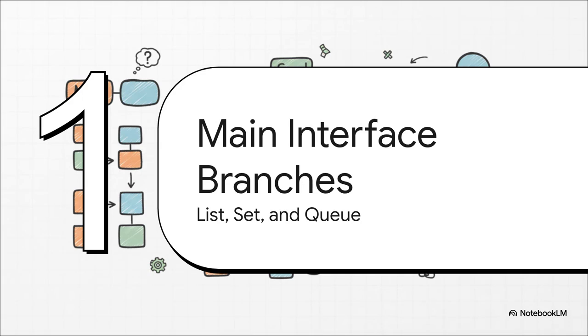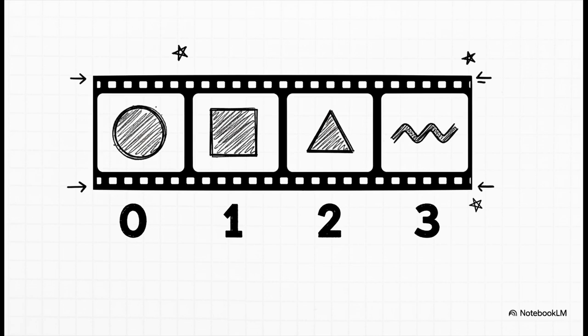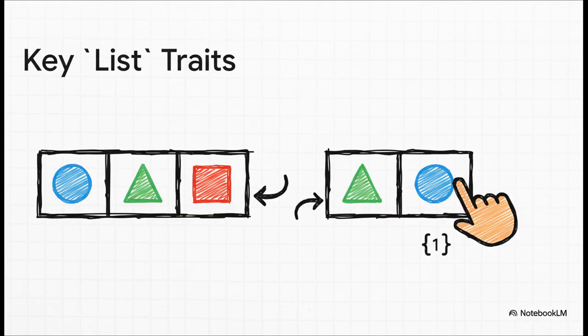Okay, so we've got our foundation, the collection interface. Now let's look at the three main branches that sprout from that root. Honestly, these are going to be your bread and butter 90% of the time. First up, the list. This one's probably familiar. If you've ever touched an ArrayList, congratulations, you've already been working with a list. There's a reason it's usually the first one people learn. It's just super intuitive.